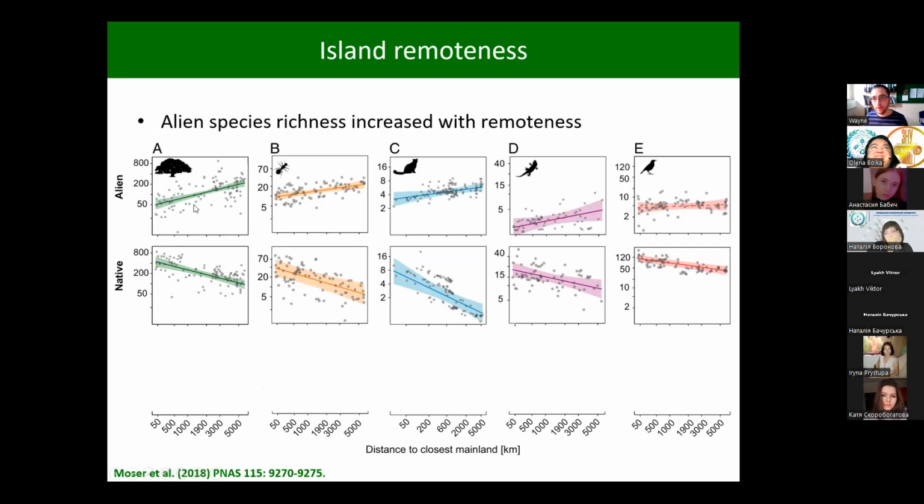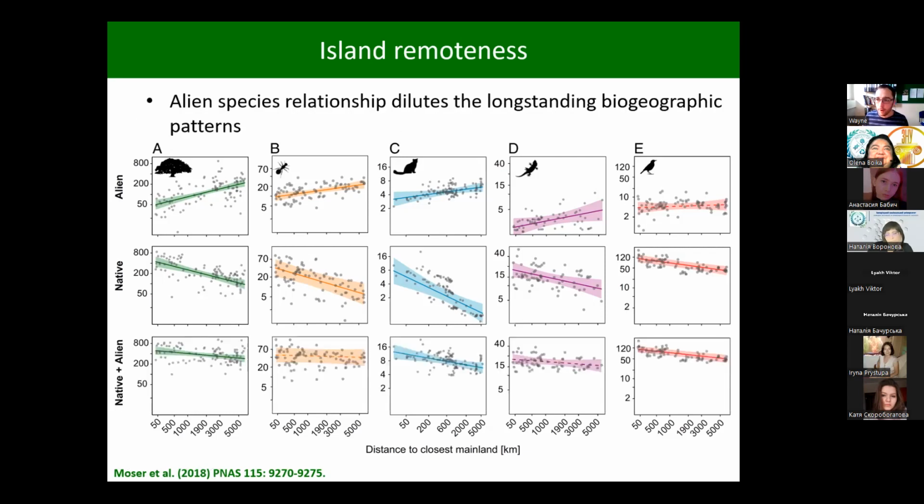But when we look at the alien established species richness, we see the opposite effect for both plants and ants, to some extent for mammals and reptiles, but not for birds. Birds is the odd one out. So you can see it's the opposite pattern to what you'd expect under the theory of island biogeography. The more remote islands are, the more established species there are that are present.